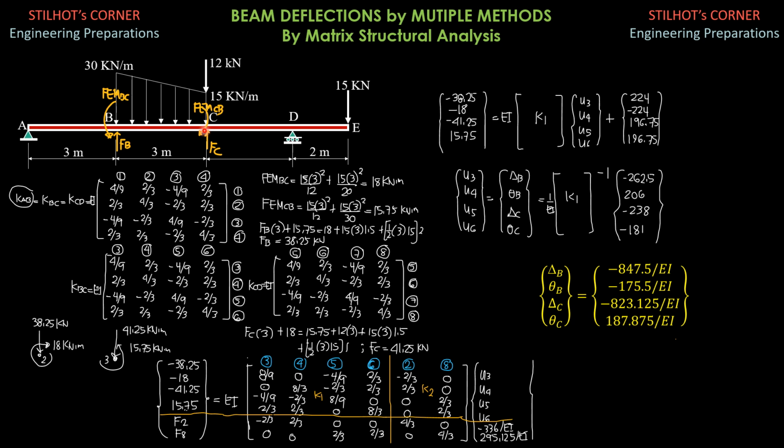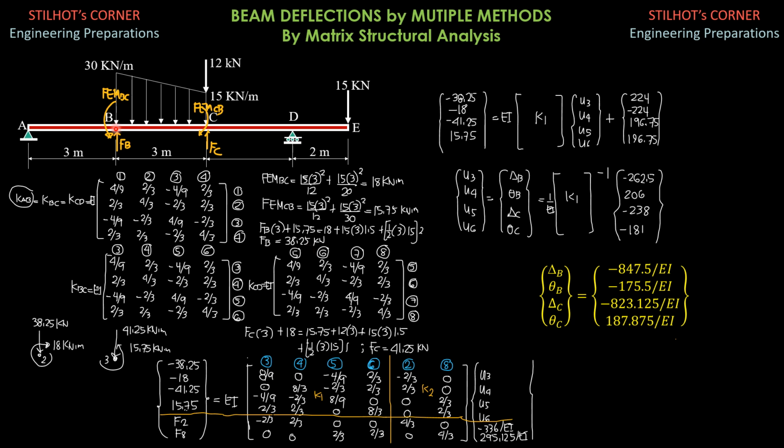So summation of moment about C equals 0. FB times 3 plus fixed moment CB, 15.75, equals fixed moment BC, 18, plus the moment of the rectangular loading, 15 times 3 times 1.5, plus the moment of this triangular loading, 1/2 of 3 times 15 times 2. So solving for that, force FB is 38.25 kilonewtons.